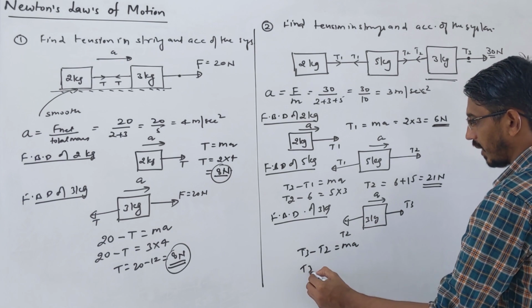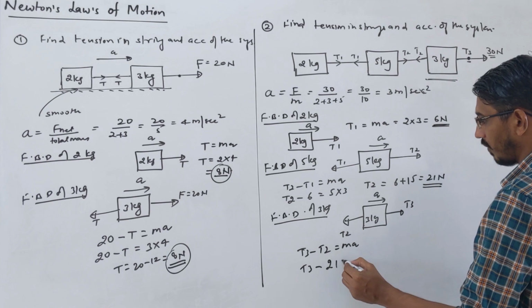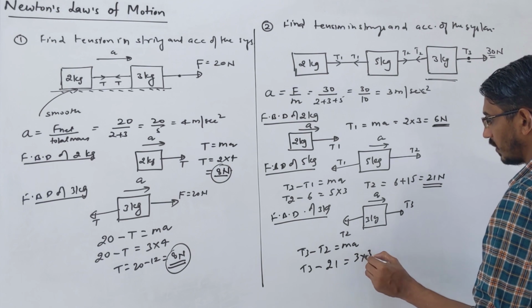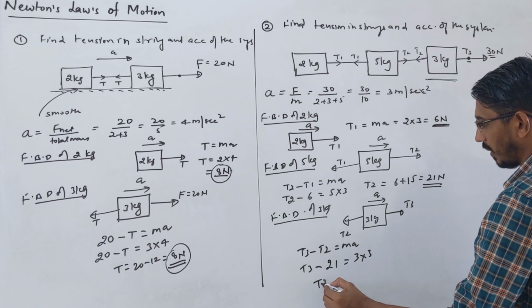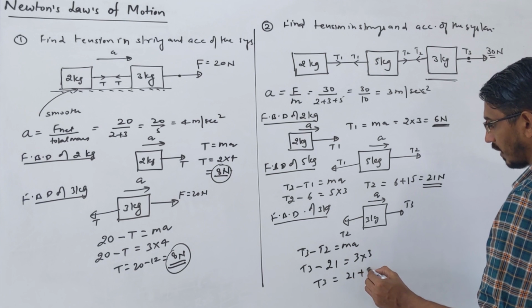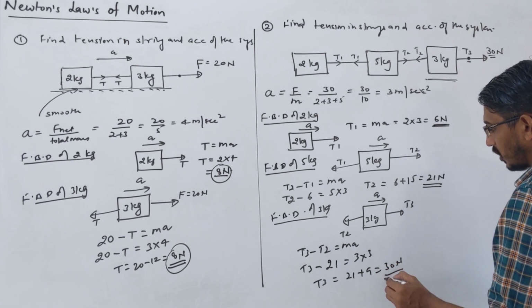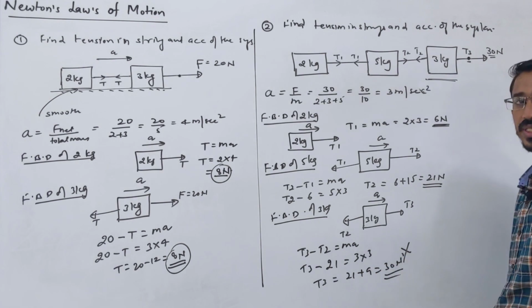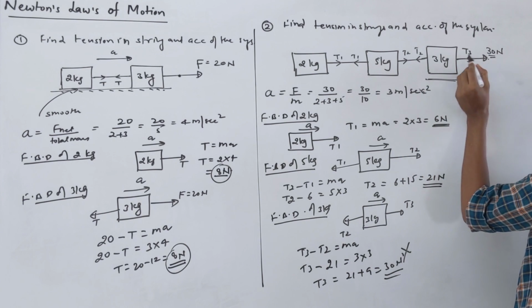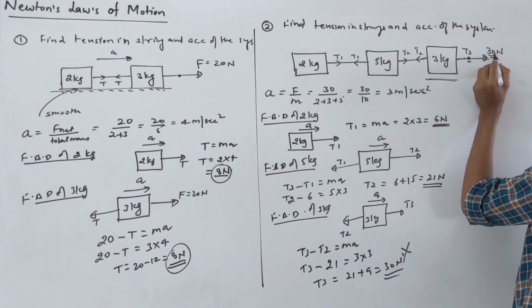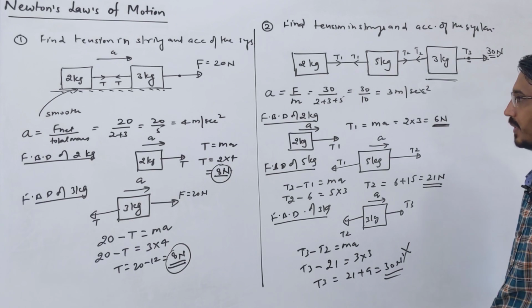Okay, T3 minus T2 we have calculated, which is 21, is equal to ma, means 3 into 3, right? So T3 becomes 21 plus 9, which means 30 Newton. You need not calculate all these numbers, because this point has the same force only. In this string what is the force? That 30 Newton, right? Yes.